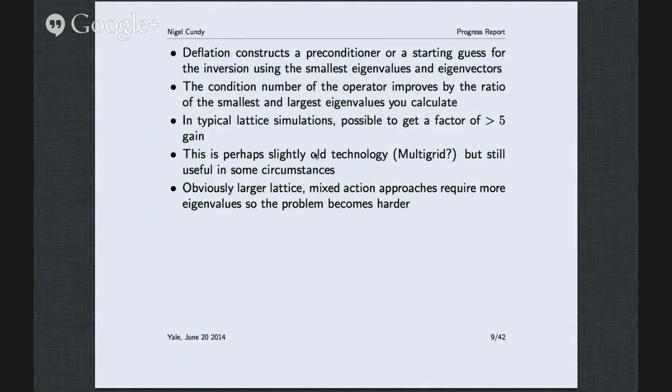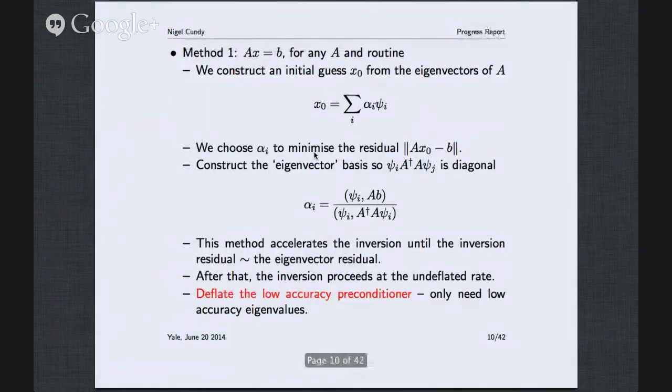But it can still be useful in some circumstances. Obviously, it becomes less effective when you go to a larger lattice, because you need to calculate more eigenvalues. Also, mixed action approaches tend to be worse. The eigenvalue spectrum tends to be worse, so the problem becomes harder. I'm generally speaking working on fairly small lattices, though, so that's not so much of an issue.